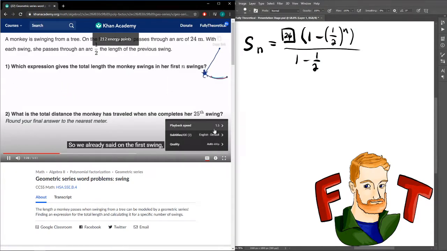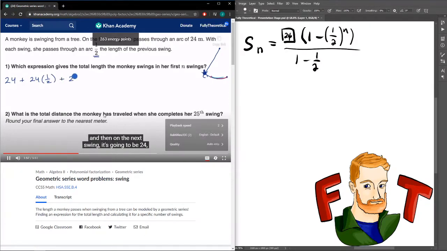So we already said on the first swing, the monkey goes 24 meters. Now on the second swing, and I gave you a hint when I said to express it as a geometric series, she swings half that. Now I could just write a 12 here, but the half is interesting because that's going to be my common ratio for my geometric series. Every successive swing, the arc length is half the arc length of the last swing. So it's going to be 24 times 1/2.